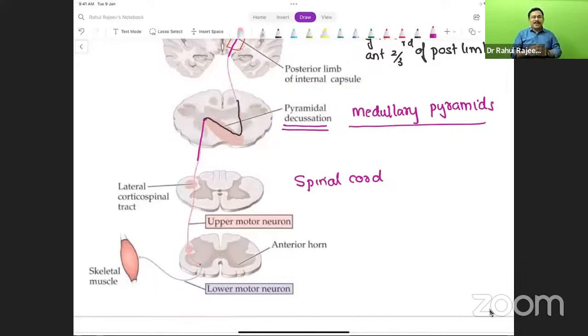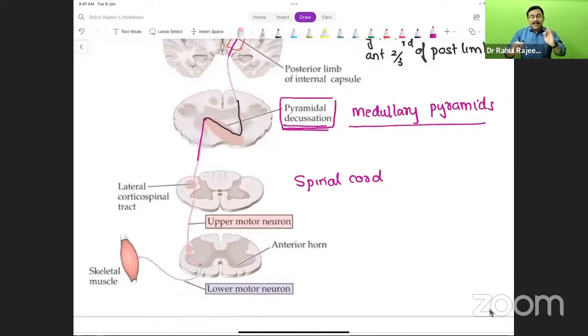Which part of the spinal cord? The spinal cord has gray matter in the center and white matter in the periphery. This will go through the white matter, through the lateral part of the spinal cord. So it is the lateral corticospinal tract. Remember, I told you about the pyramidal decussation.